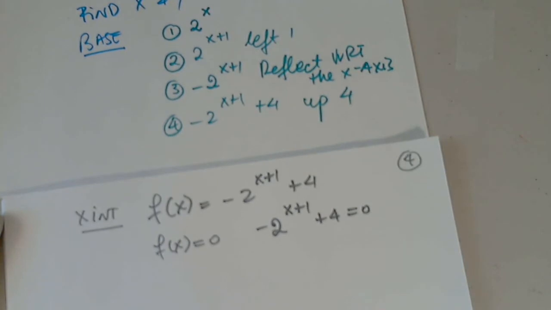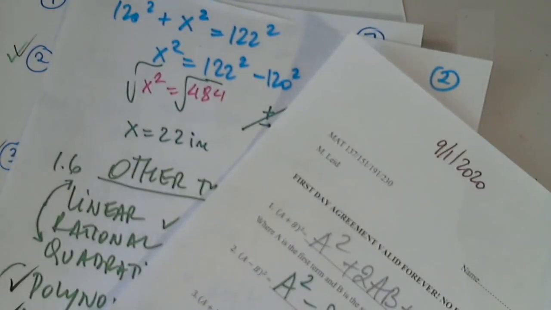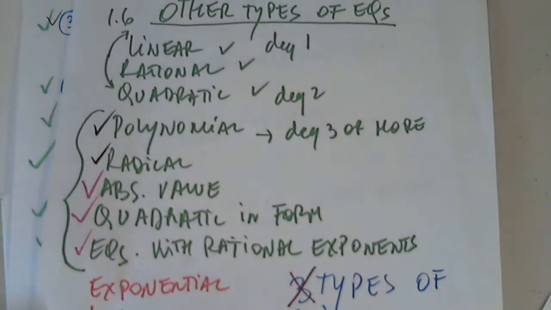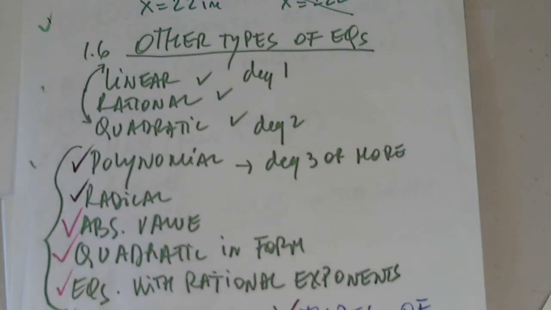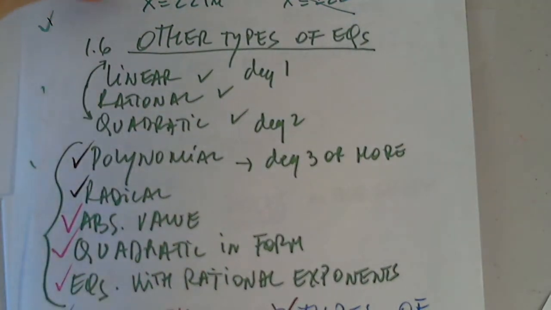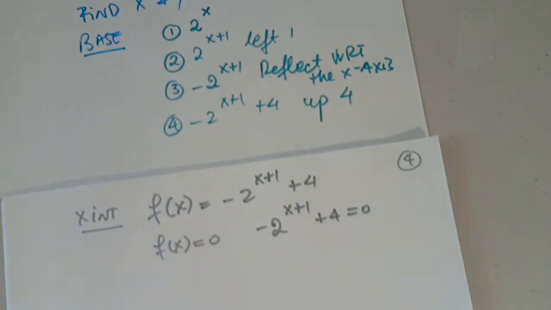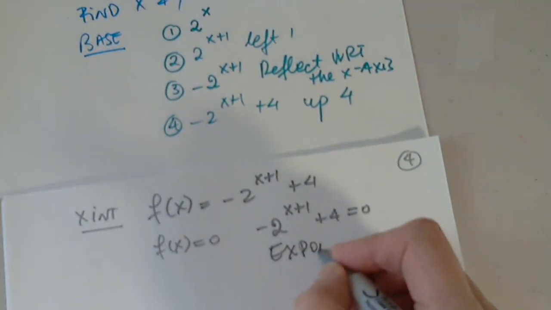What type of equation is this? I'm looking for my first 2 pages that I always torture you with. I got them. I forgot to torture you with this today. Just kidding. See, you already know 8 types of equations. This is number 9, and this is coming up. So obviously, this is an exponential equation.